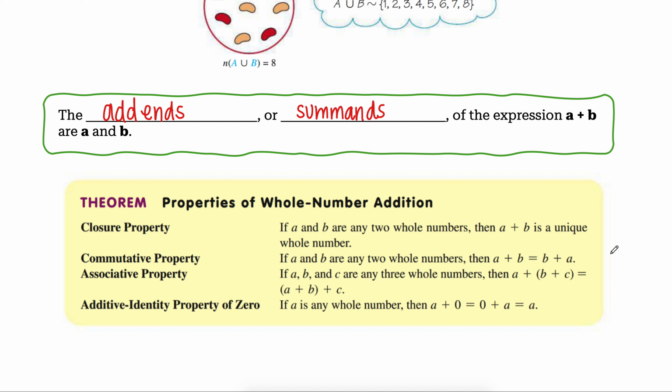The associative property deals with adding 3 numbers when you have parentheses involved, and it says it actually doesn't matter where you put the parentheses. So if I have A plus B plus C, if I add B plus C first, then add A to that sum, I'm going to get the exact same answer as if I add A and B and then add C to that sum. That's the associative property. And then the last one is the additive identity property of 0. It says if you add 0 to any whole number, you're going to end up right back where you started. 4 plus 0 is still 4, for instance. So those are some properties.